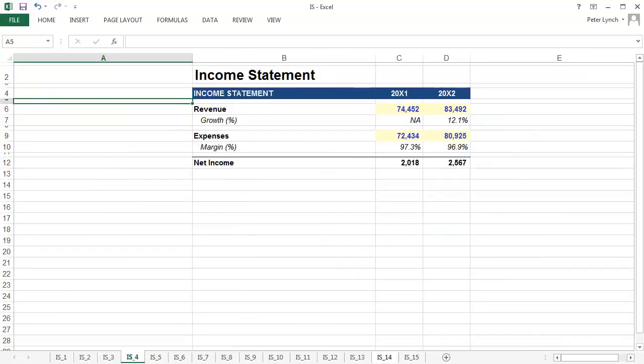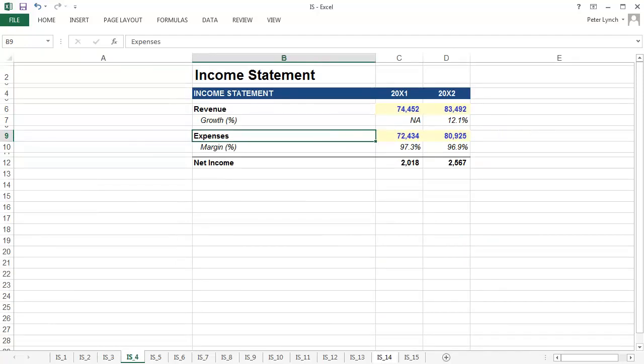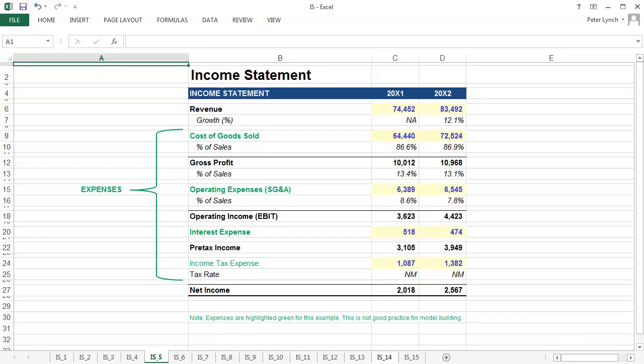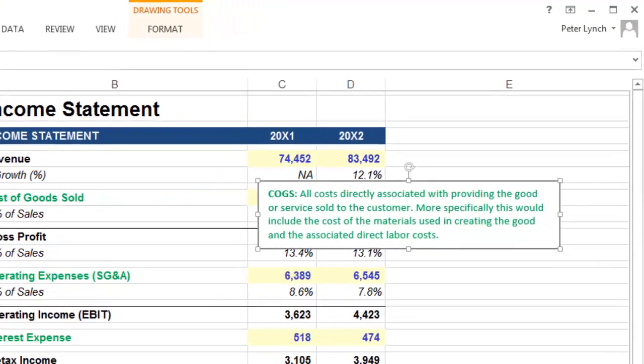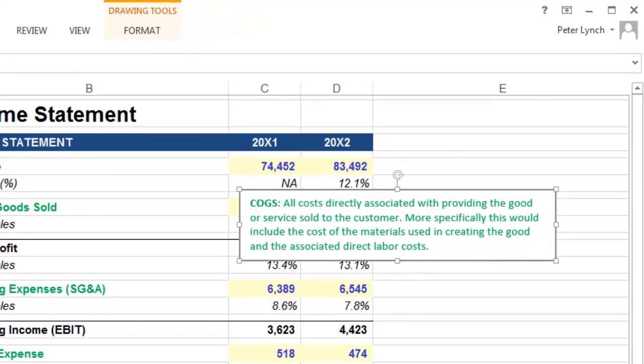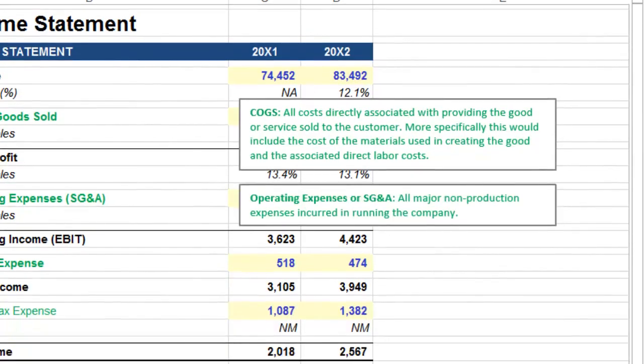So going back to our simplified income statement, it's worthwhile to spend some time elaborating upon the various expenses you will find on a more thorough income statement. Here we have expanded expenses to show cost of goods sold, operating expenses or SG&A, interest expense, and income tax expense. Starting with cost of goods sold, you have all costs directly associated with providing the good or service sold to the customer. Operating expenses, or SG&A, are all major non-production expenses incurred in running the company.